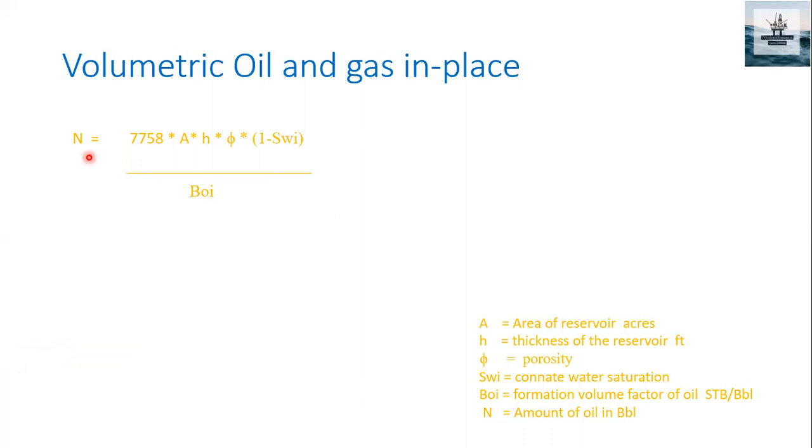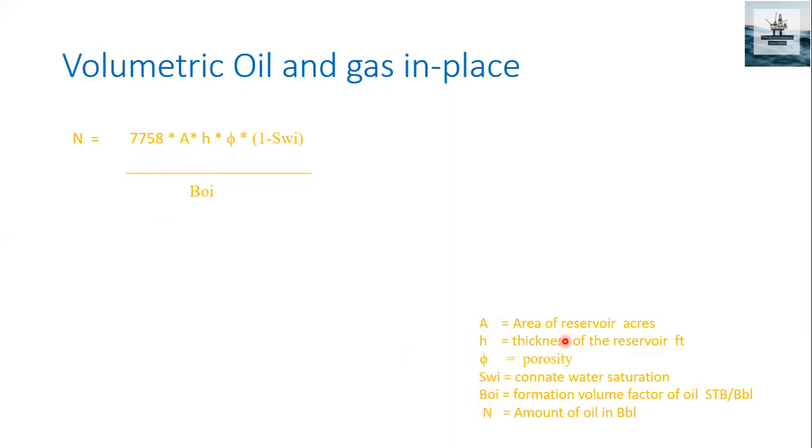N represents the amount of oil in barrels. So you are estimating the amount of crude oil inside the reservoir in barrels. The term 7758 is the conversion factor from acre-feet to barrels. Since the area was given in acres, you can see all the specifications given over here.